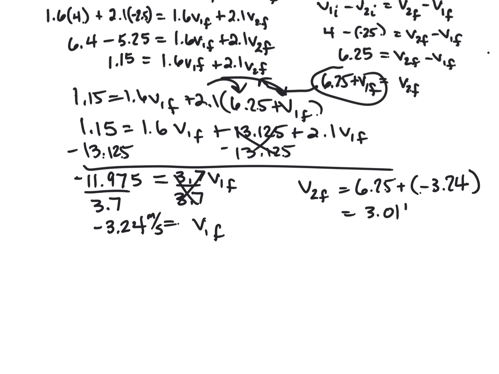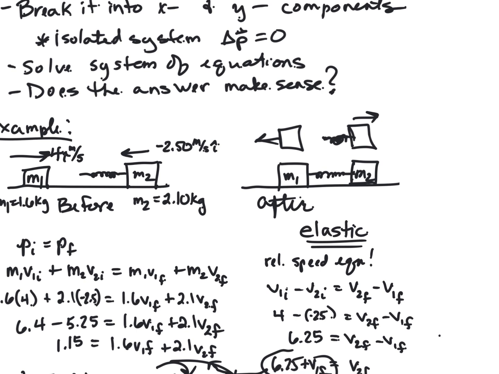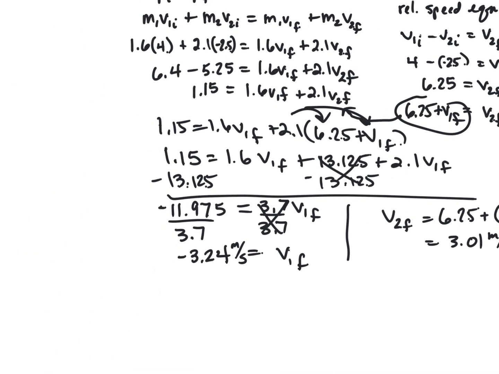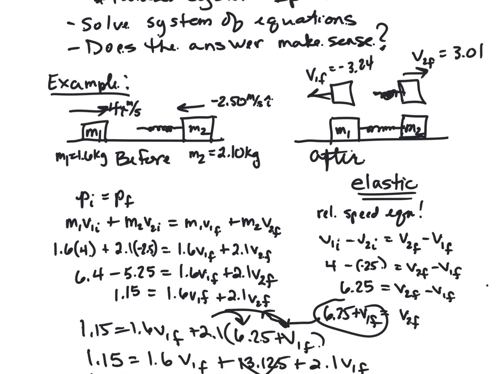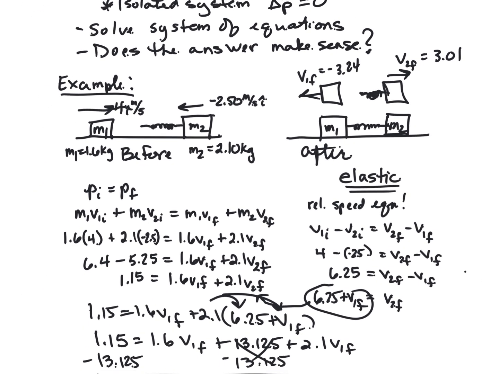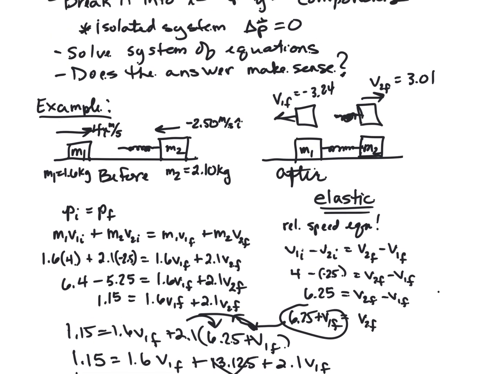And that kind of makes sense. If you think about it, V sub 1 hits the block. So this is V sub 1 final, and it's now going negative 3 point what? What did we say it was? Negative 3.24. And this is going positive 3.01. Well, they're pretty close in size. You've got 1.6 versus 2.1. So you would think that the speeds wouldn't change incredibly once they bounce together.